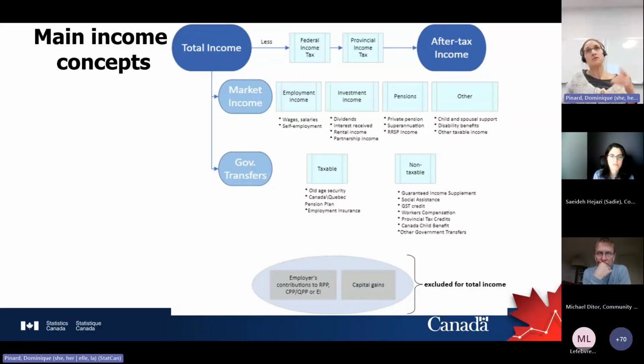They are broken down into two things. So you see there's the market income and the government transfers. Market income would be money that you would have generated yourself. So for example, self-employment income, wages, salaries, and commission. So here you have the list of things that are included.